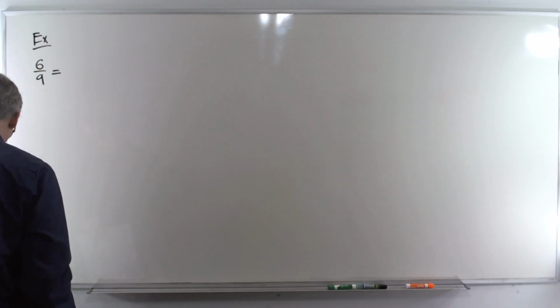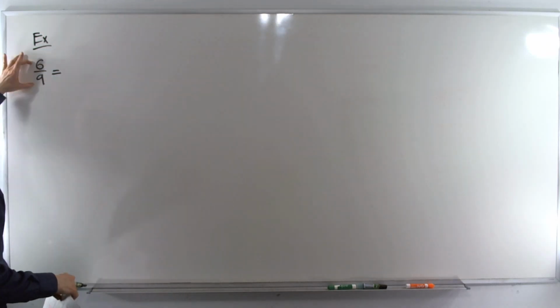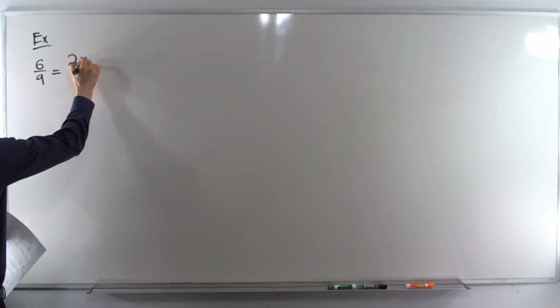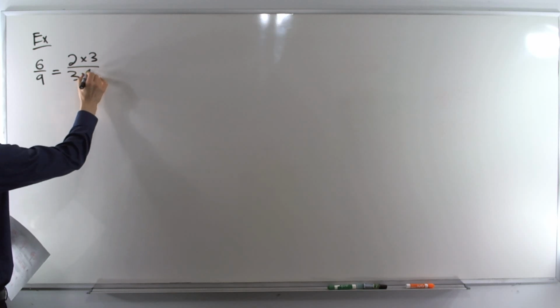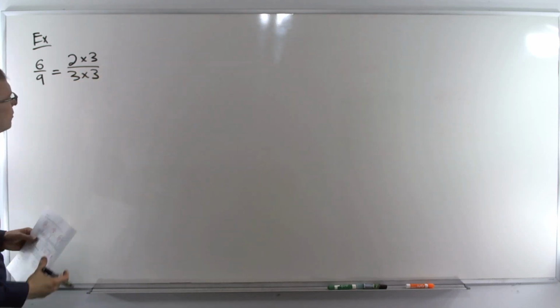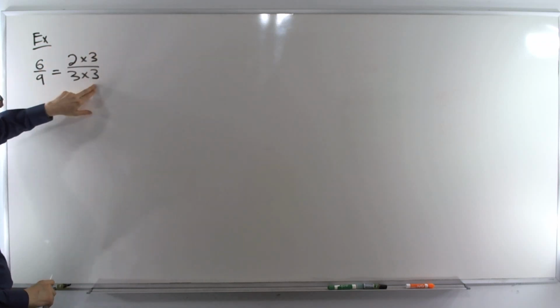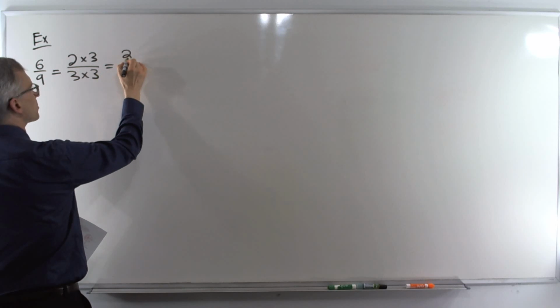Alright, so we're going to change this to have a denominator of 3. So let's break up 6 and 9, do factoring just like we did yesterday. 6 breaks up into 2 times 3, 9 breaks up into 3 times 3. Now, any number over itself is 1. So 3 over 3 turns into 1. And just for demonstration purposes, you don't have to write this when you do these.